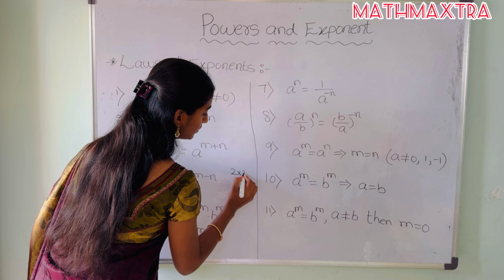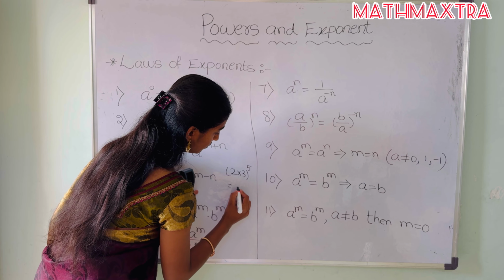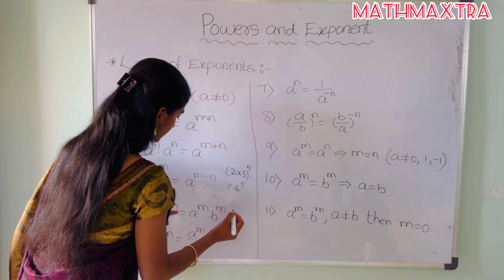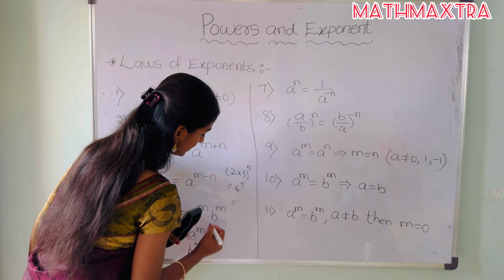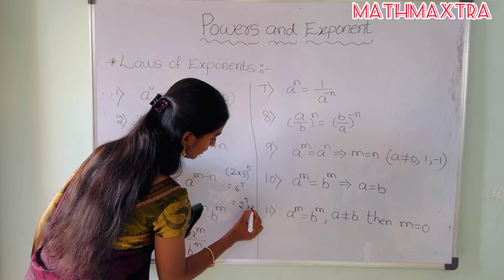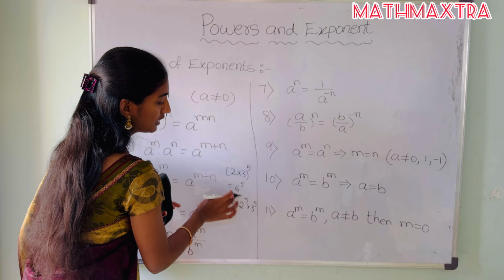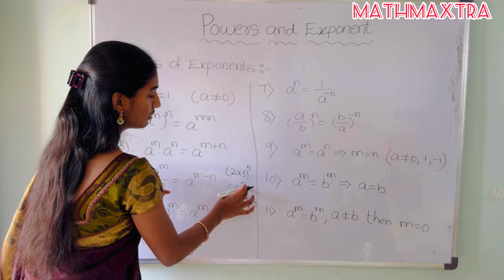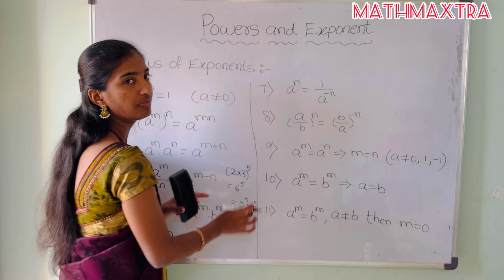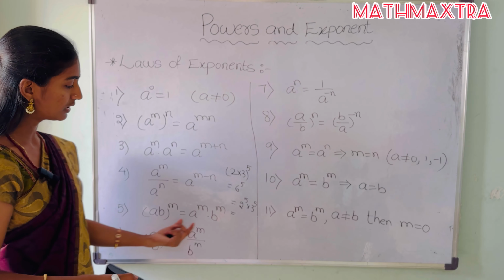See, 2 into 3 whole to the power of 5. Now, what is the value of this? 6 to the power of 5, isn't it? Even if you write in this format, 2 to the power of 5 into 3 to the power of 5, the value doesn't change. This 6 to the power of 5 value is always equal to 2 to the power of 5 into 3 to the power of 5. That is why we can write this product in this way.